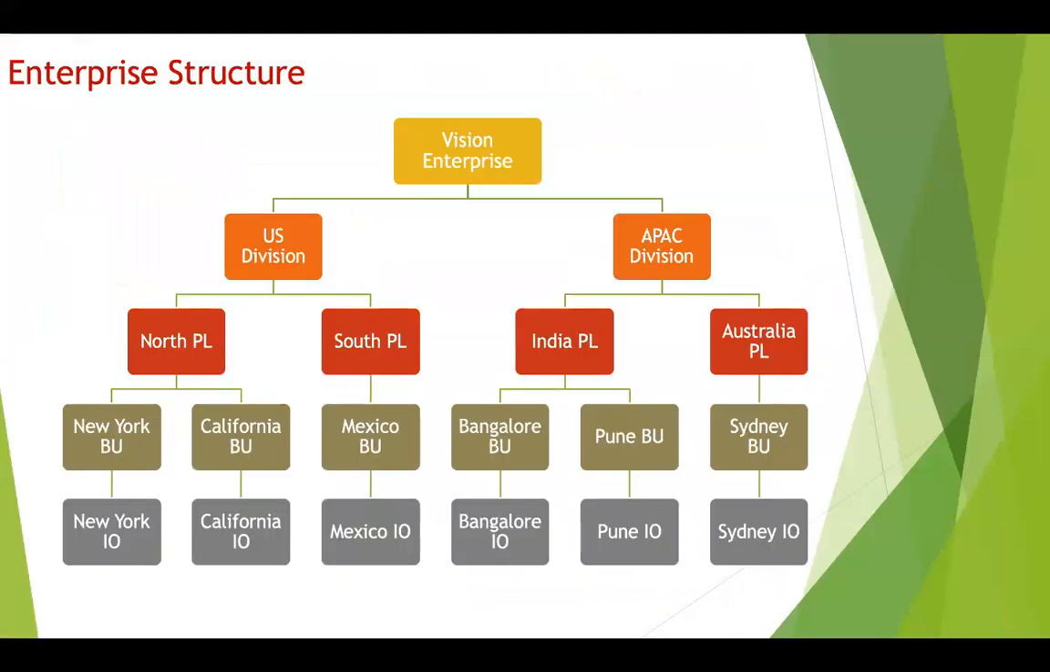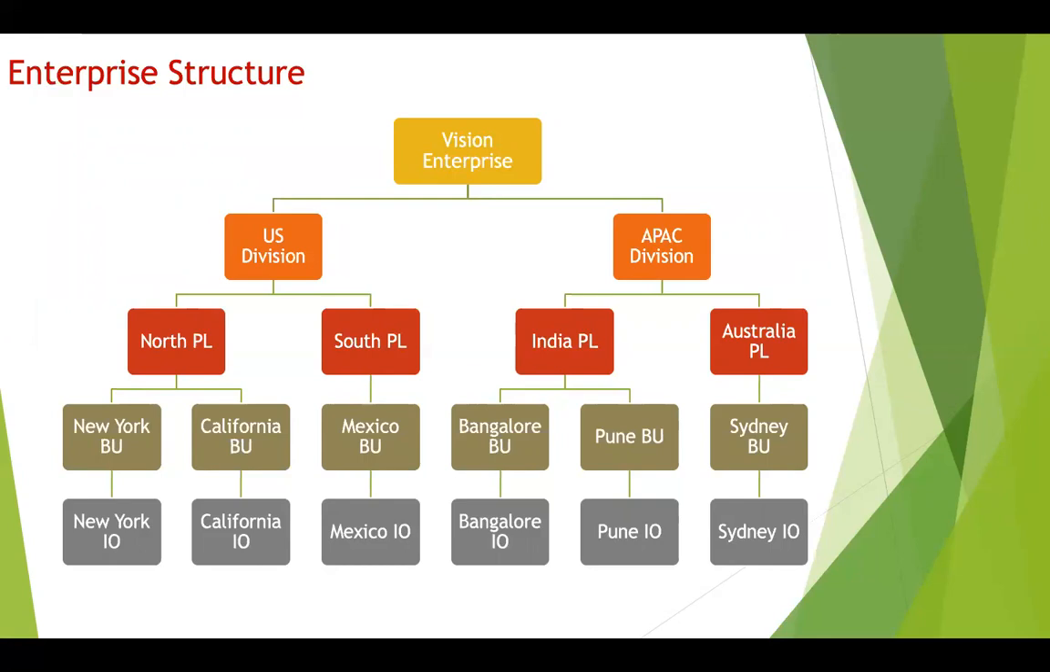We start with the enterprise structure. Basically, the highest level of enterprise structure is a Vision enterprise; I just took the name Vision because I'm showing you Vision instances. Mostly all your employees are tagged to the Vision Enterprise, the highest level, under which you have different divisions. It's an international company whose offices are in multiple countries and multiple locations. That's the example I am showing here.